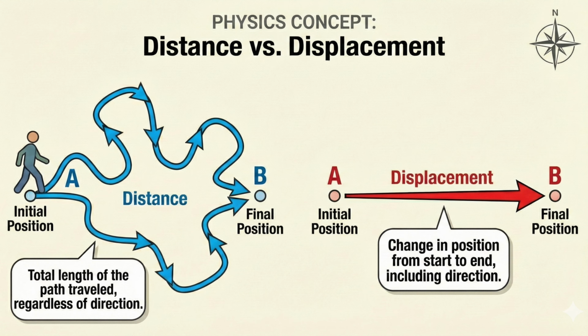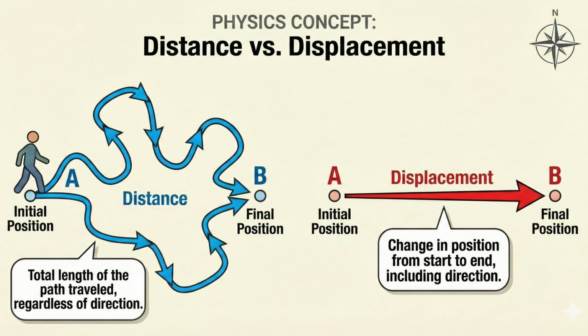Displacement in opposite direction. If an object moves in a direction opposite to the chosen reference direction, its displacement is considered negative. Example: if east is taken as the positive direction, motion towards the west will have negative displacement.